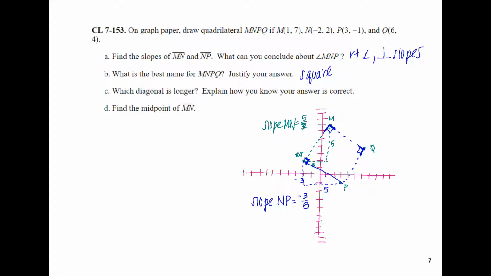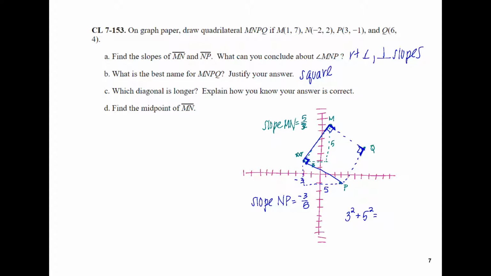Which diagonal is longer? Explain how you know your answer is correct. Well, the diagonals of the square are equal. We could find that out a couple of different ways, but the easiest is to probably find the length of the side of the square by using the Pythagorean theorem. So 3 squared plus 5 squared would give us our hypotenuse, or the side length of our square, squared.